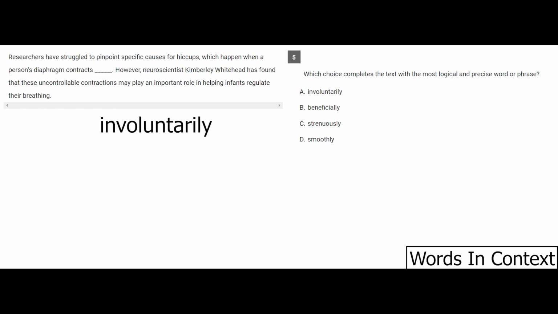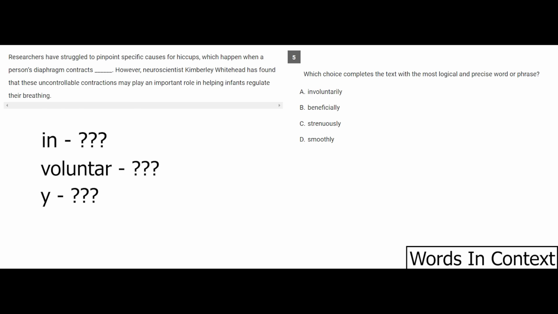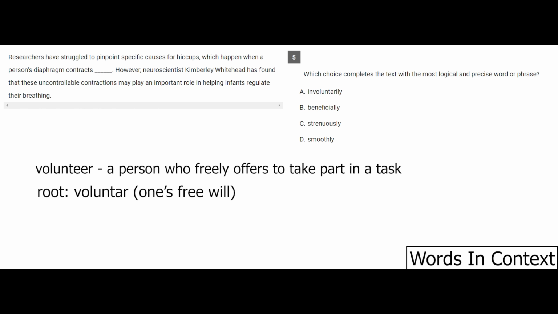What we want to do is dissect the words into prefixes, roots, and suffixes, then figure out what they mean. In this example, involuntary can be broken down into the prefix in, meaning opposite of, the root voluntary, meaning one's free will, and the suffix y, indicating a state or condition. If you don't know the meaning of individual parts of a word, try thinking of other words that have the same parts. In this case, the word volunteer has the same root. And if you know what volunteer means, a person who freely offers to take part in a task, you'll be able to assume that voluntar means one's free will.